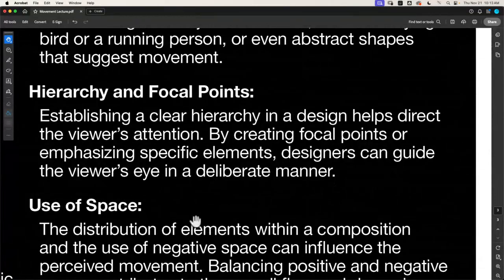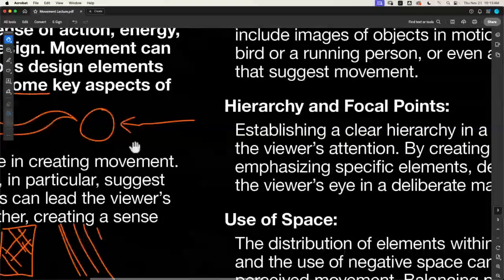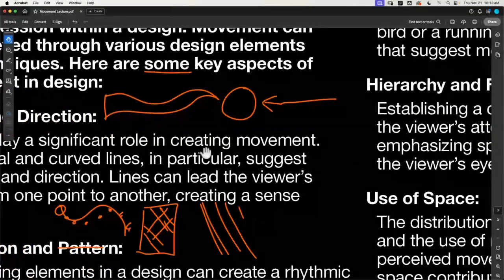Hierarchy and focal points. This is going to be part of your assignment. I believe there's a number 1 point and a number 2 point, and I want you to do a little design composition that helps direct the eye from one area to another. In my example, I did it with a flow. It's a big flow, but you follow from biggest to smallest.